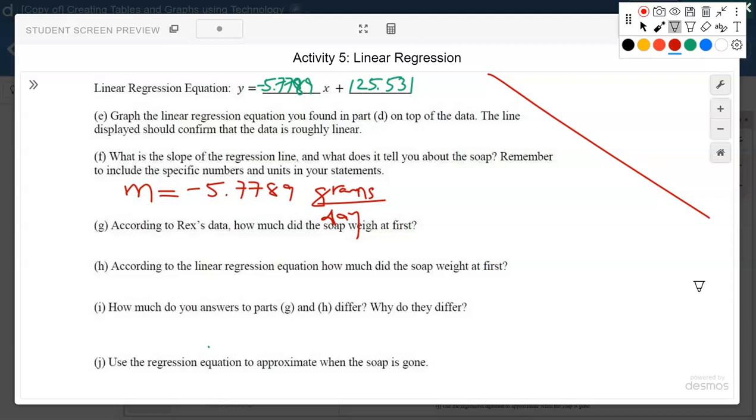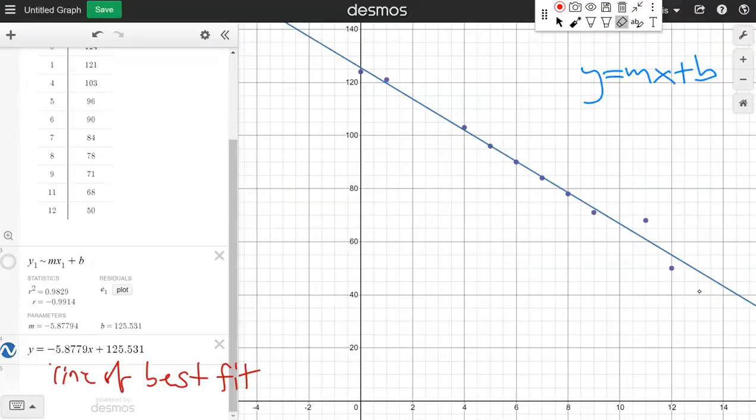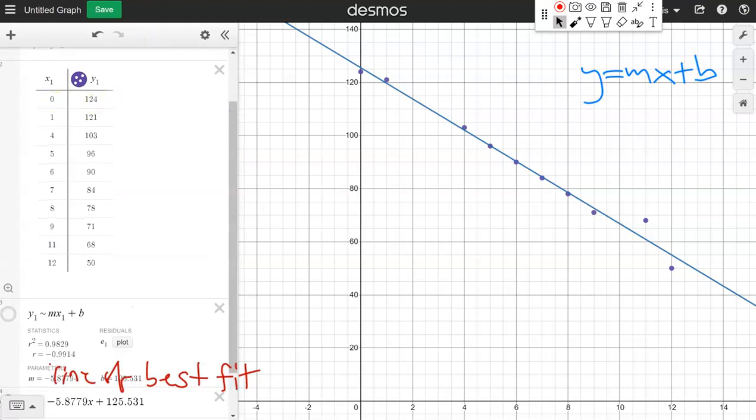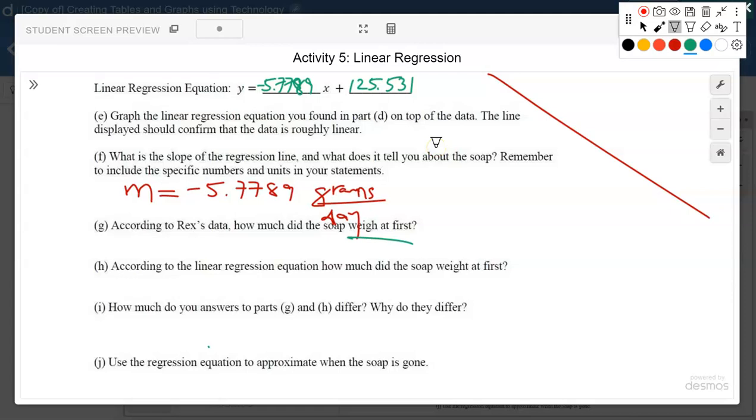Okay. Letter G, according to Rex's data, how much did the soap weigh at first? So at the beginning, what was the weight? So that is when, and click on this, when x is 0, you have 0, 124. Or if you look at the data here, 0, 1, 2, 4. So that was the weight of the soap at first, 124 grams.